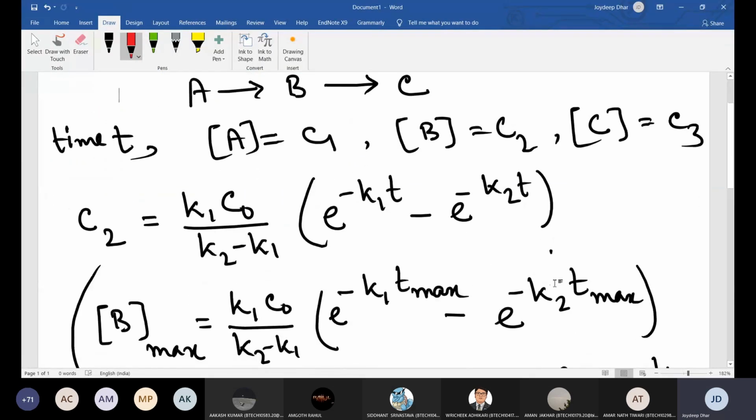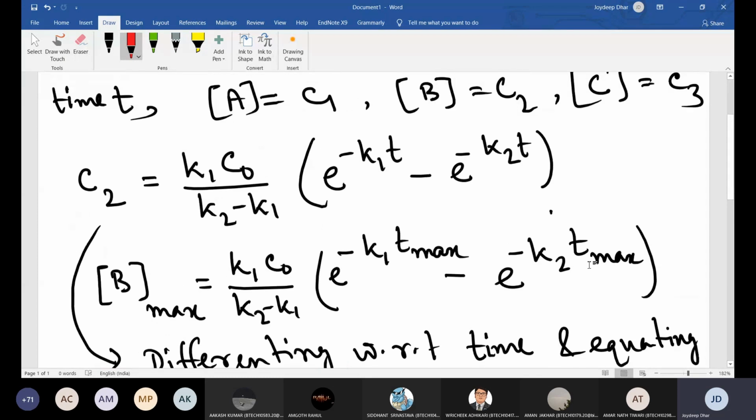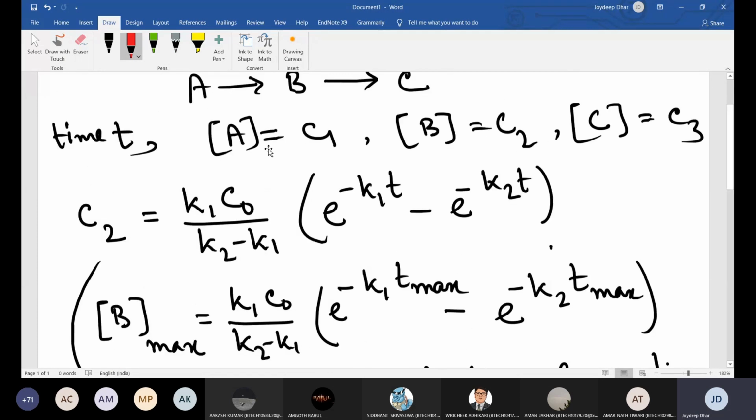I will complete today's lecture. I will stop here. So a few things you have learned today. One is, when consecutive reactions are going on, none of the components will be zero at some particular time. All will have some amount present in the reaction mixture.